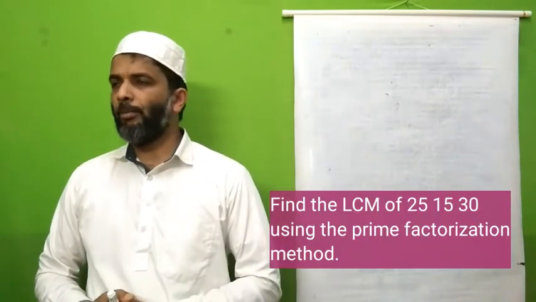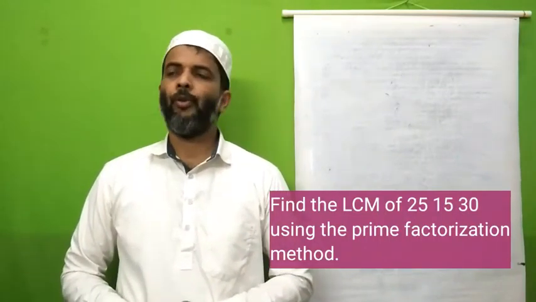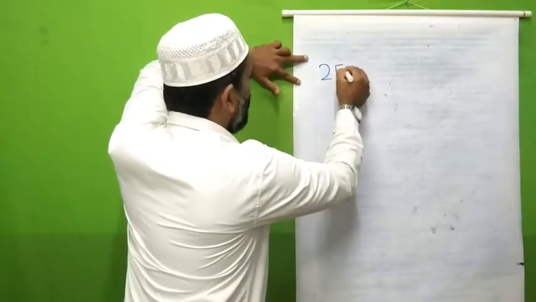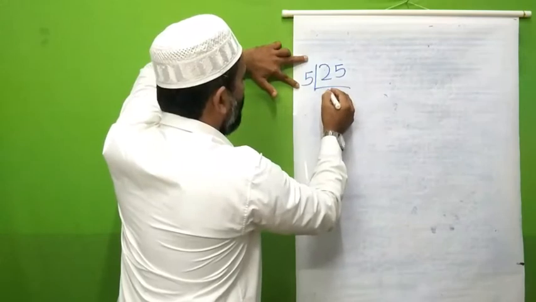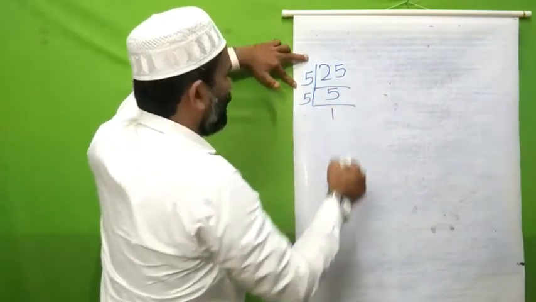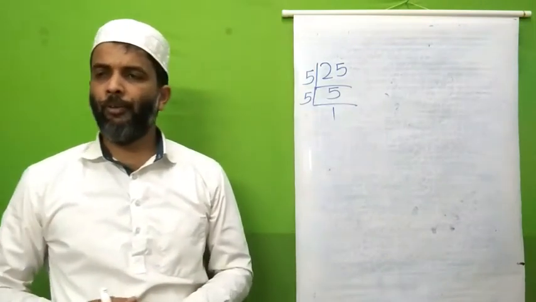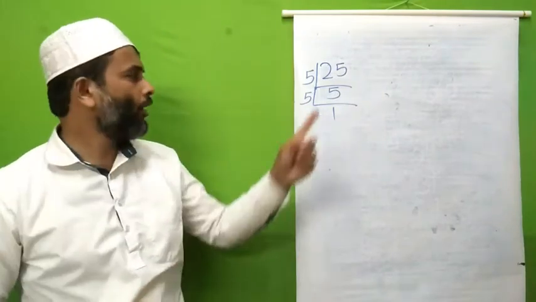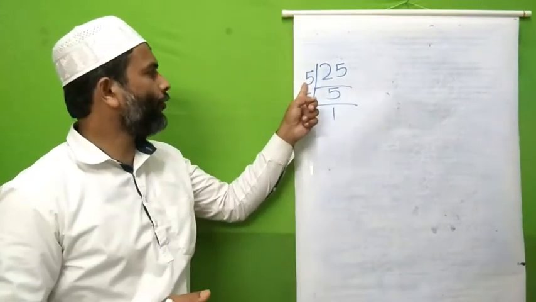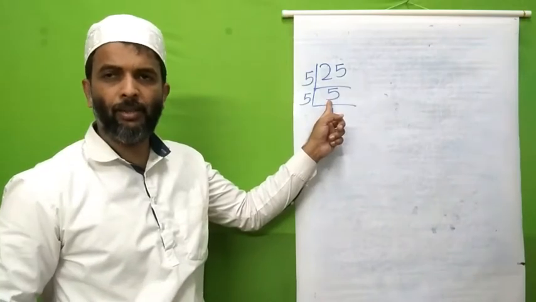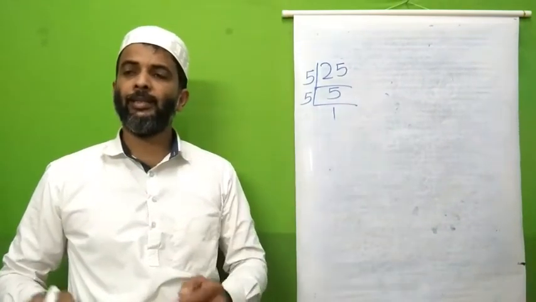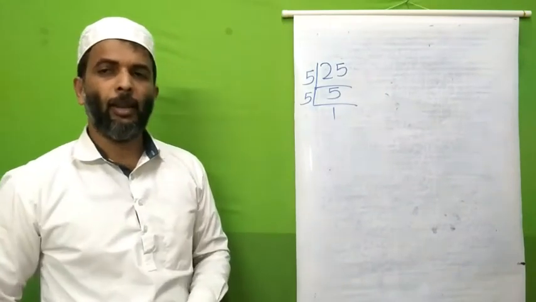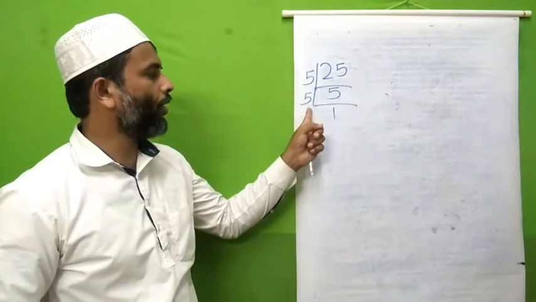Find the prime factorization of the numbers by the repeated division method. First, we find the prime factors of the number 25. Which is the smallest prime number to divide 25? We know that 25 is not divisible by 2 and 3, but it is divisible by 5. So, we divide 25 by 5. We get 5 as a quotient. 5 is a prime number which divides itself. So, 5 divided by 5, quotient is 1. Thus, the prime factorization of 25 is equal to 5 into 5.